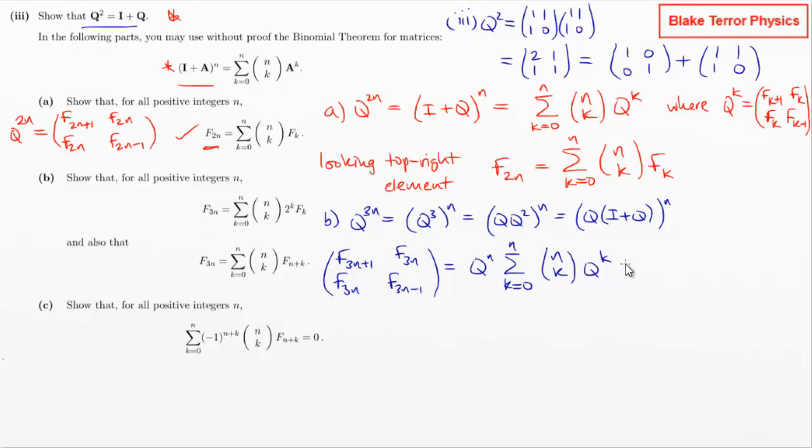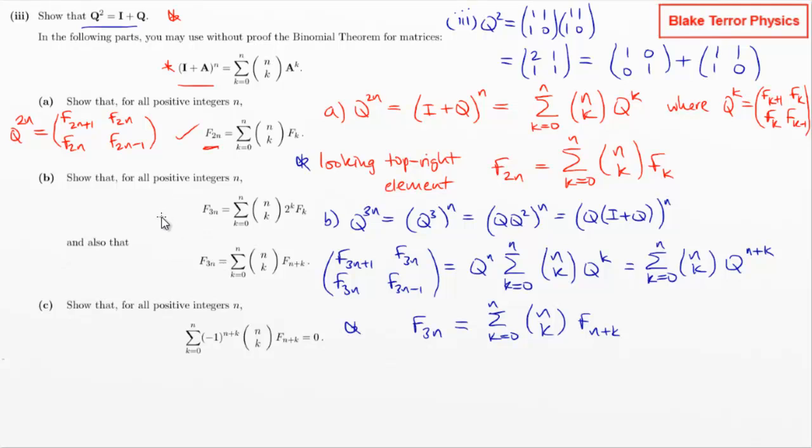Ah, but it is an n plus k, because that is the sum of k is 0 to n choose k of q to the n plus k. Right. So I've got the second result. I haven't done the first result. Yeah, this is going to be the same. So again, looking at the top right element, I won't bother writing it out, but I'd write that in again if I was actually doing this with more space. So I'd have F3n is then going to be the sum from k is 0 to n choose k of fn plus k. Right, so I've shown the second one.